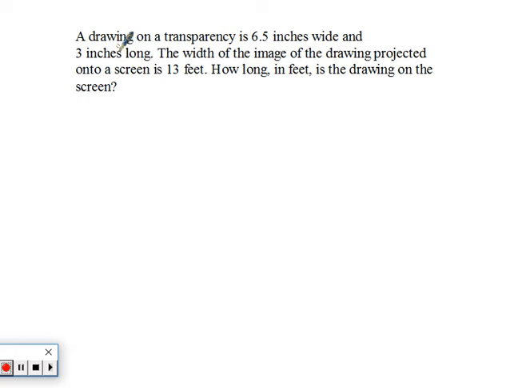A drawing on a transparency is 6.5 inches wide and 3 inches longer. The width of the image of the drawing projected onto a screen is 13 feet. How long in feet is the drawing on the screen? So I'm drawing something. And since it's 6.5 inches wide and 3 inches long, it looks like they're talking about a rectangle.